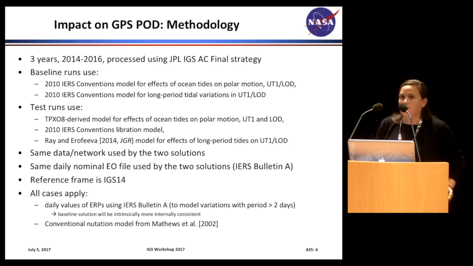So to make sure that we had a control situation, we used the same data network in the two solutions. We used the same daily nominal Earth orientation file, which is in this case the IERS Bulletin A. And in all cases, we apply Bulletin A, two model variations with periods larger than 2 days. And we also use the conventional nutation model from Matthews et al.